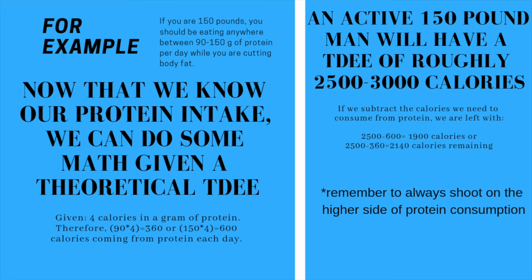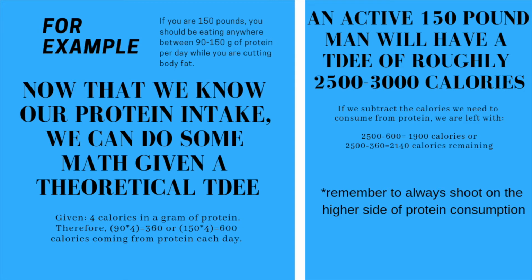All of this may already seem like a lot of information to you, so I'm going to break all of the math down for you in simple terms. There is 4 calories in a gram of protein, so essentially you would need a minimum of 90 times 4, which is equal to 360, or a maximum of 600 calories coming from protein each day.